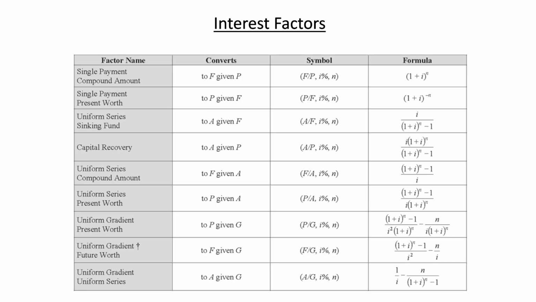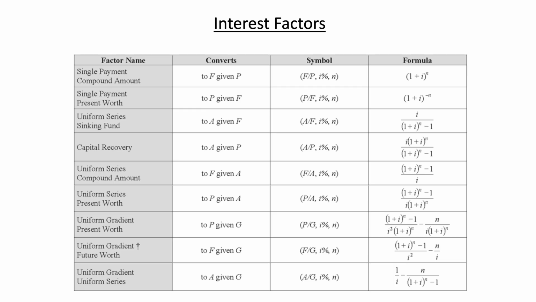All right, so the way to read this is that see where it says symbol? The column that says symbol is a way that you can summarize the whole problem in a very short way. So, for example, the top row is find F given P, and then in the second field where it says i%, you just write what the interest rate is that's defined in the problem. And then the third field where it says n, you'd say n equals 3, n equals 4, whatever the case may be for the number of periods.